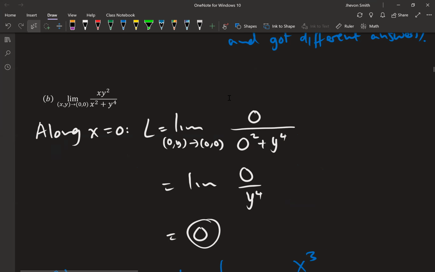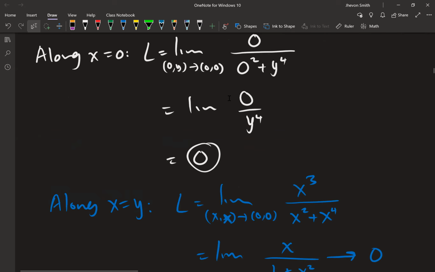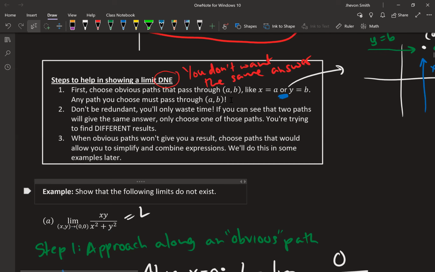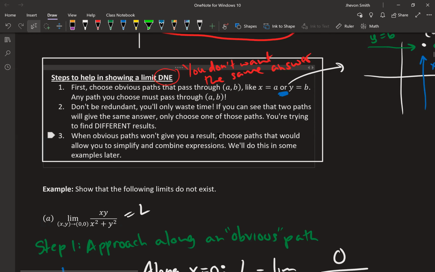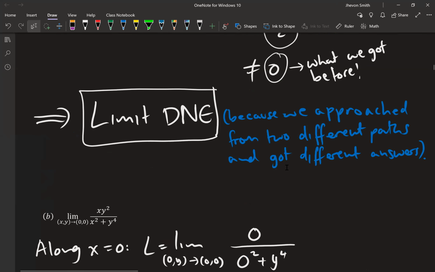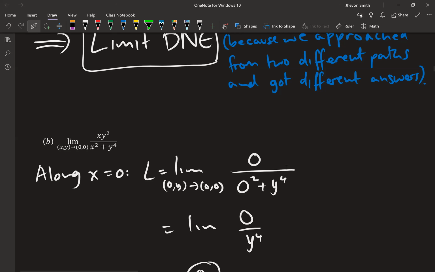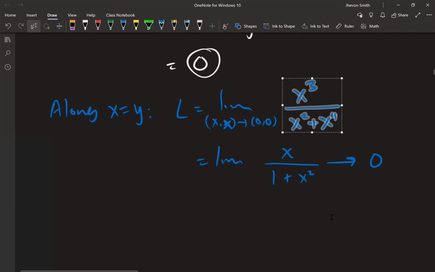y equals x squared. Okay, let's go back to the steps: when the obvious paths won't give you the result, choose paths that would allow you to simplify and combine expressions. So looking at this, would y equals x squared allow you to simplify or combine anything? What would happen to the denominator? If you plug in y equals x squared, the denominator would look like x squared plus x to the 8th. You'd pretty much end up in a similar scenario. You would just have an x to the 6th in this position, and you'd end up with a very similar scenario.